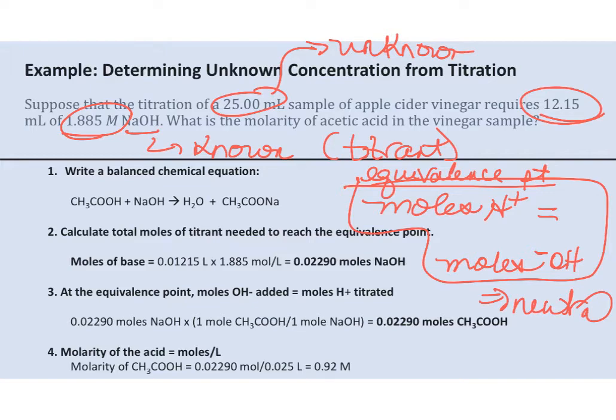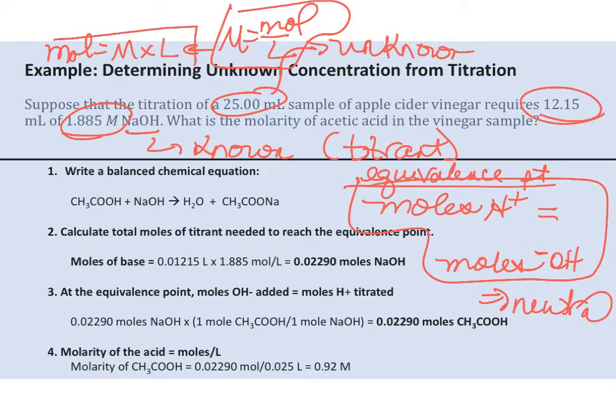Now, do we remember how to get moles using molarity? When we talked about molarity, I'm just going to remind you of the formula. Molarity equals moles over liter. And so to get moles, if we rearrange that equation, moles equals molarity times liter. All right, so we're going to start by doing that. We're going to figure out the moles of the known.